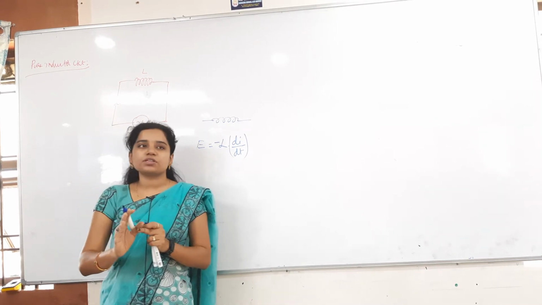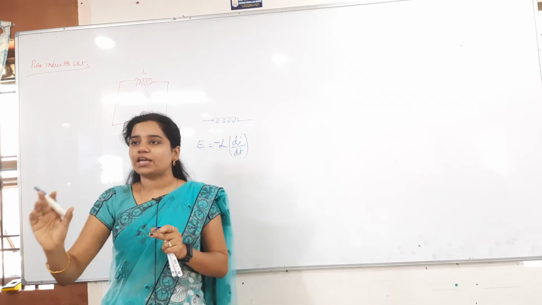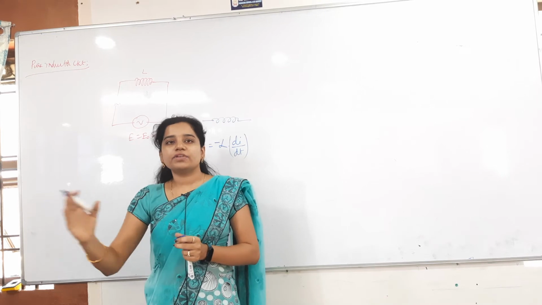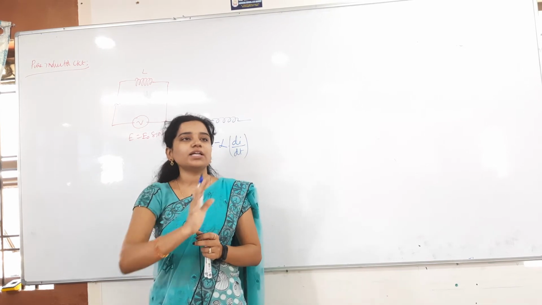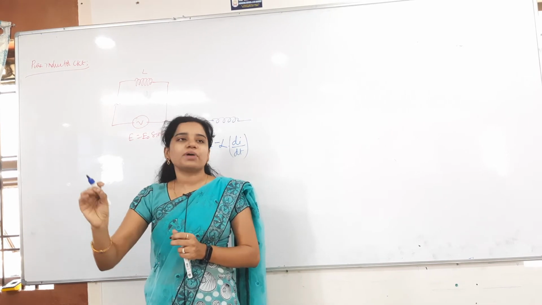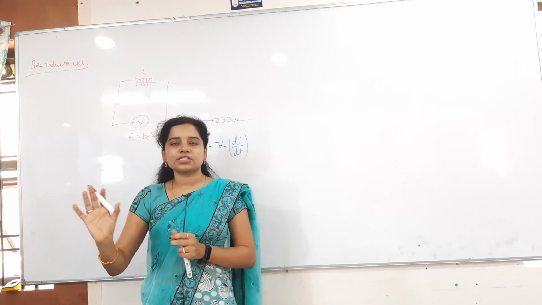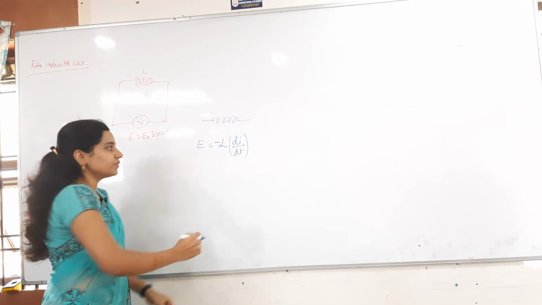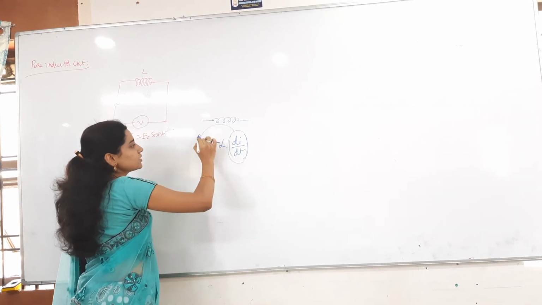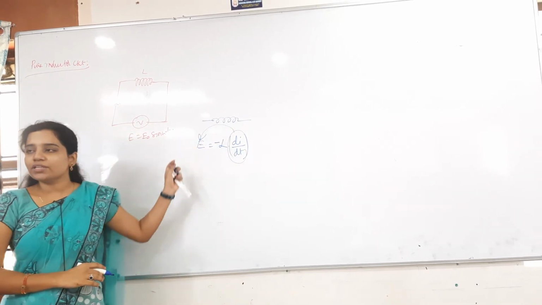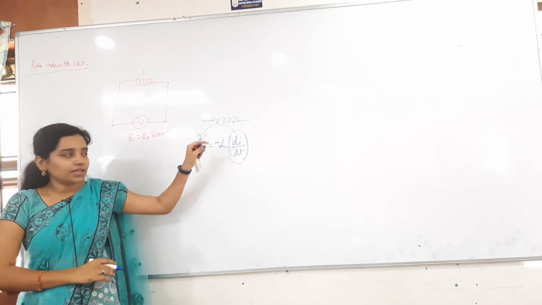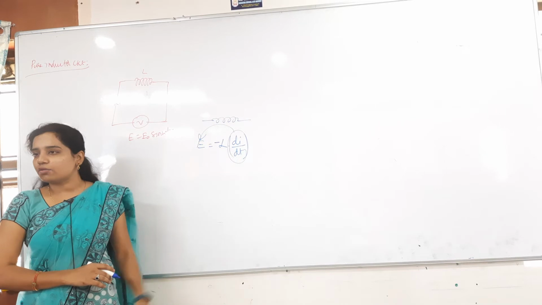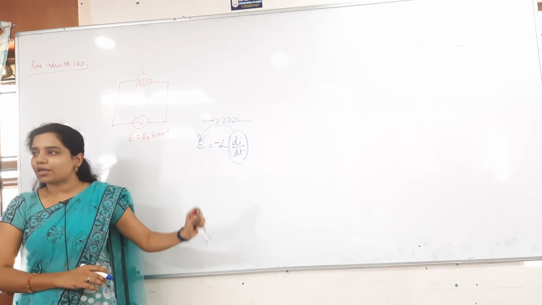So E is equal to, what is the formula? Minus L into di by dt. Di by dt is nothing but the rate of change of current in the inductor, which gives you the EMF. That you will get as minus L into di by dt. Just remember that much, that is enough. The minus indicates that this current change opposes the EMF. Both are opposing, so we got minus L into di by dt.